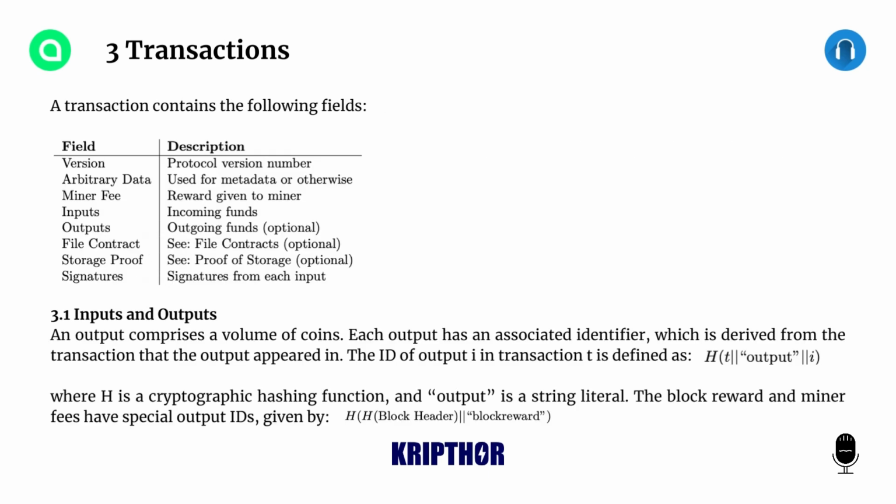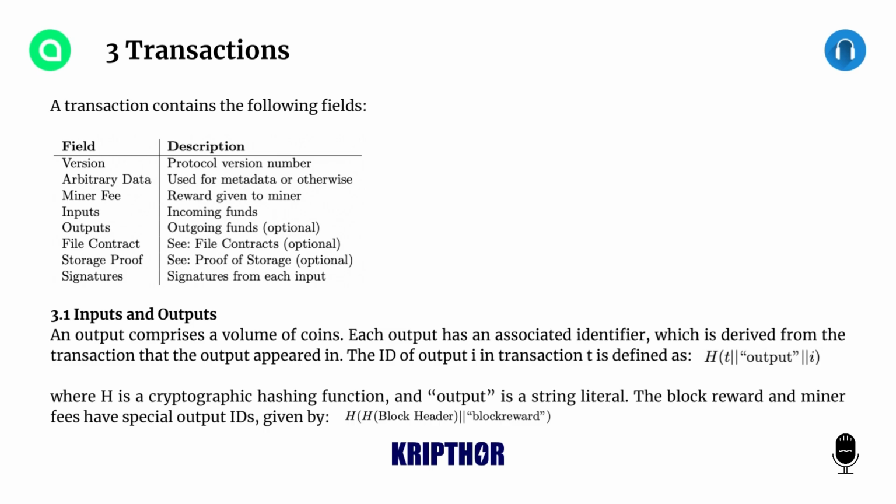3. Transactions. A transaction contains the following fields: field, version; description, protocol version number; field, arbitrary data; description, used for metadata or otherwise; field, miner fee; description, reward given to miner; field, inputs; description, incoming funds; field, outputs; description, outgoing funds, optional; field, file contract; description, C, file contracts, optional; field, storage proof; description, C, proof of storage, optional; field, signatures; description, signatures from each input.